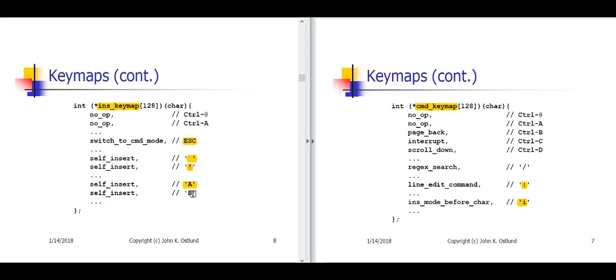Now, notice that by using these keymaps, the behaviors associated with the various keys are not constant. That is, the user could reconfigure these keymaps on the fly to associate different commands with different keys. For example, the user might define Control-A to do some action, and we can change the function associated with Control-A from no-op to some other function on the fly while the program is running.